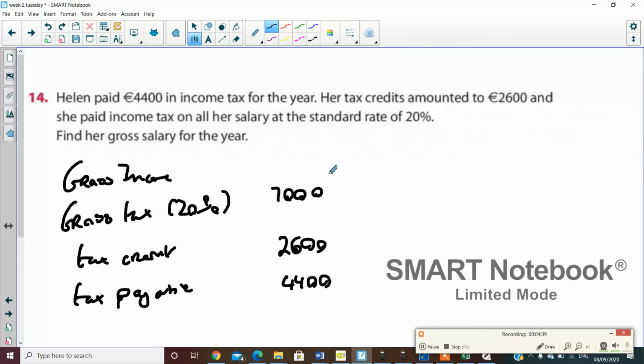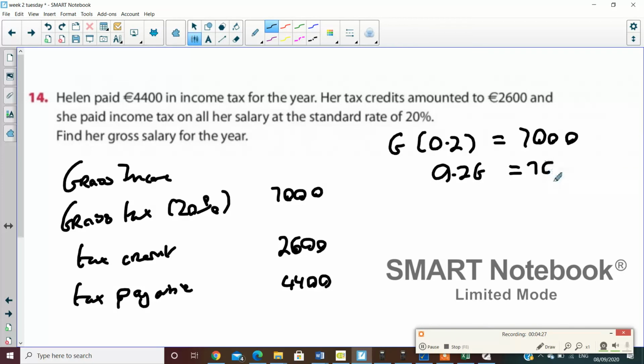Now, 20% of your gross income is 7,000. So G multiplied by 20%. So G multiplied by 0.2 or 20% is 7,000. 0.2 G is 7,000. And G divided by 0.2 is what, guys? 35,000. I know you can just multiply by 5.